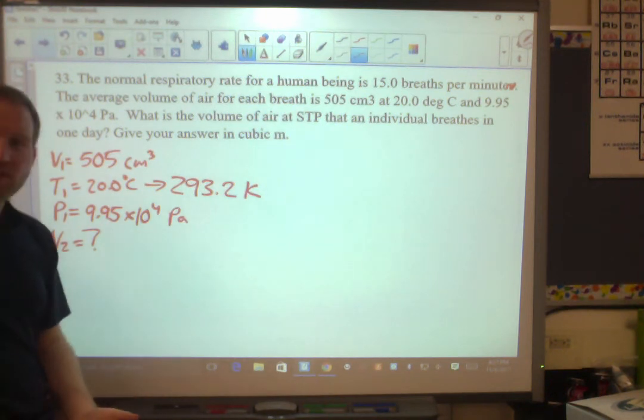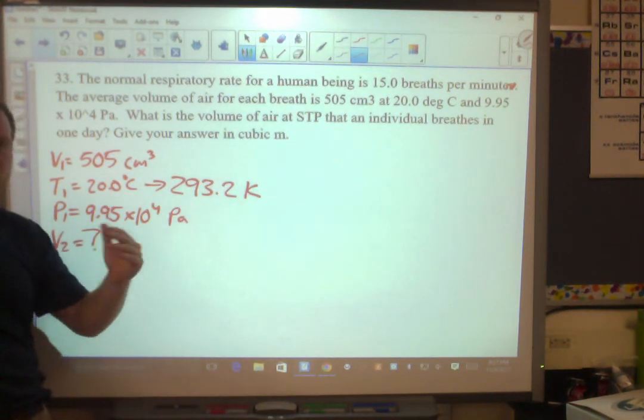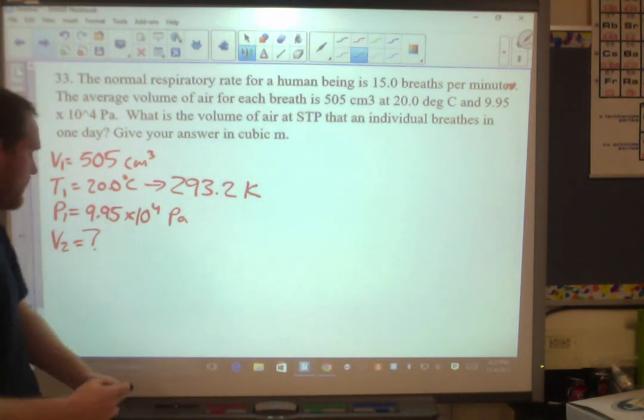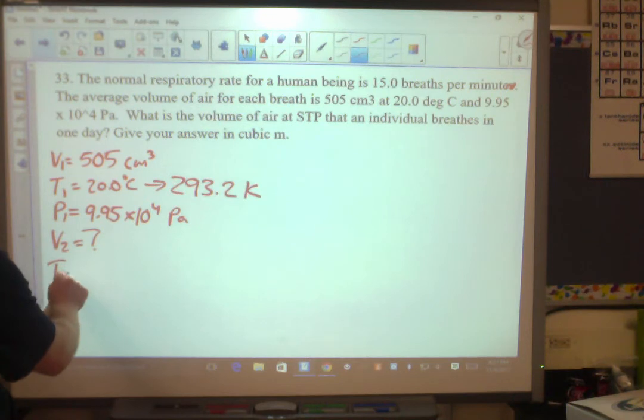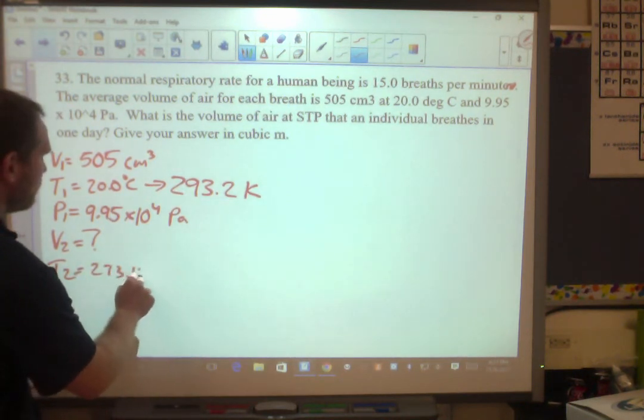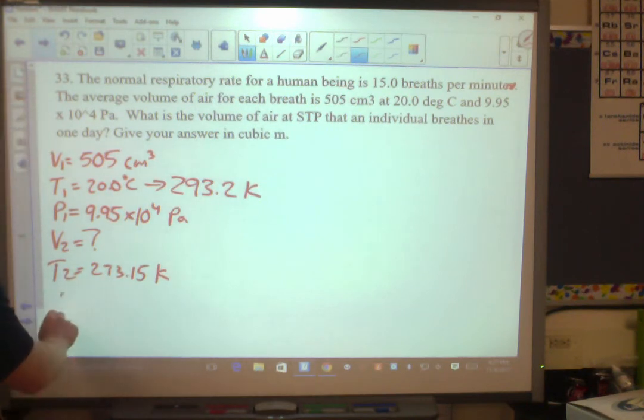Well, what does STP tell me? That tells me my T, which is T2, and it tells me my P, which is P2. T2 is going to be standard temperature, which is 273.15 Kelvin. P2 is going to be standard pressure, which I can write 1 atm or 760 torr or 760 mmHg.